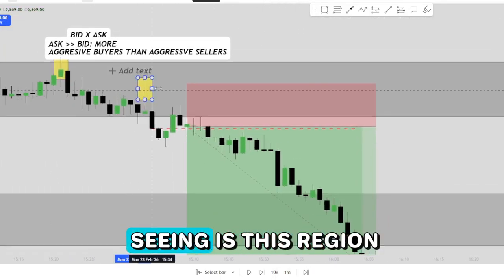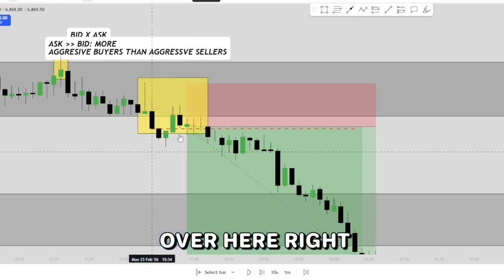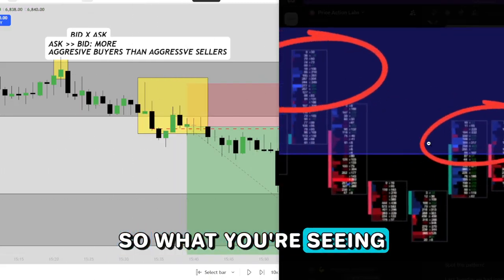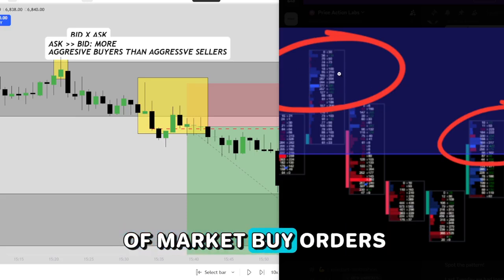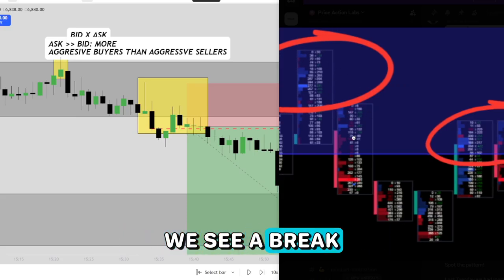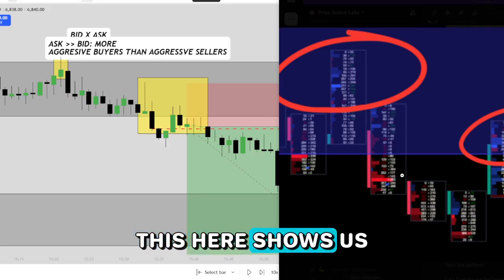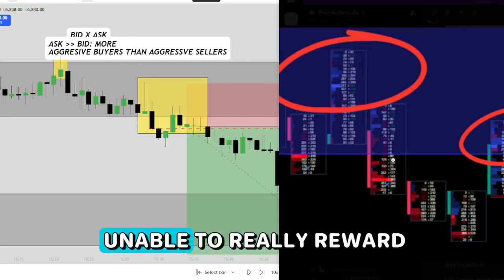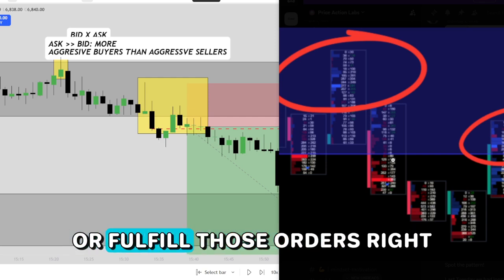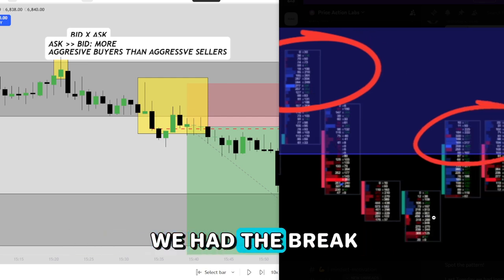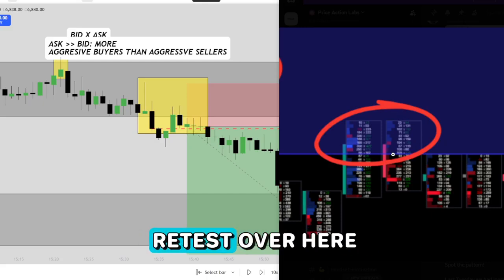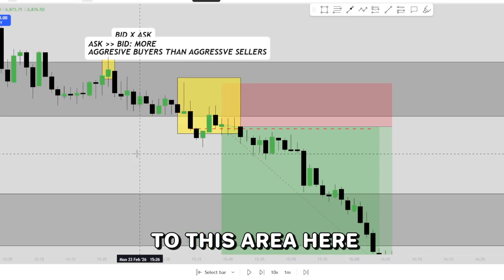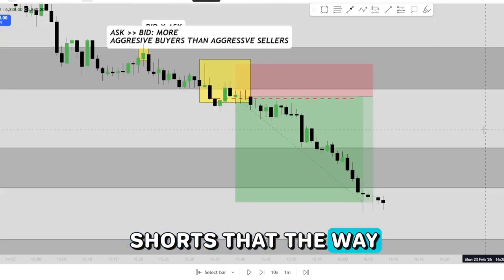So again, what we're seeing is this region over here. This big yellow box is the same as here. So what you're seeing realistically is a lot of market buy orders. Blue delta, we see a break to the downside. This here shows us that yes, there are more market buy orders and sell orders, but the market was unable to really reward those orders or fulfill those orders. That is the reason we had the break, and that is the reason we had this retest over here. So this retest corresponds to this area here. And that is the reason we had the shorts the way we did.